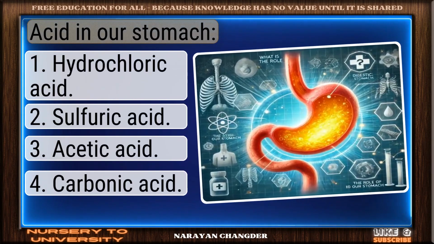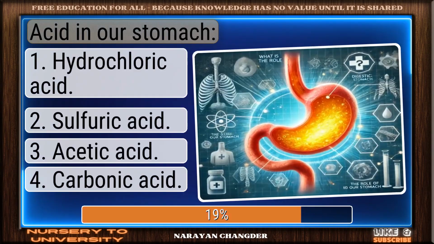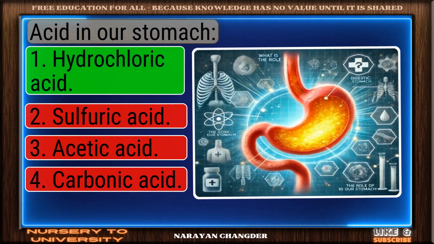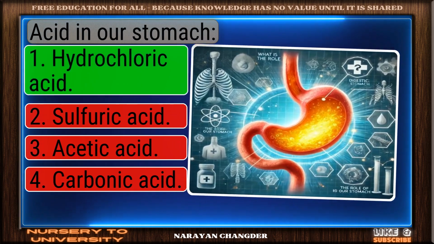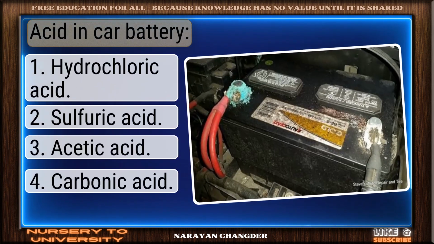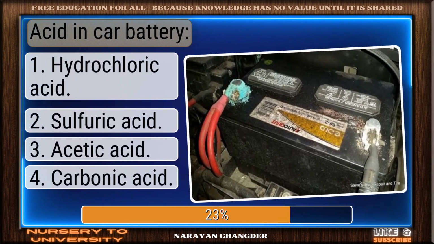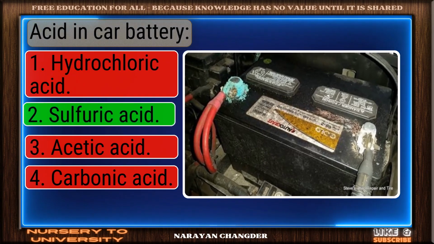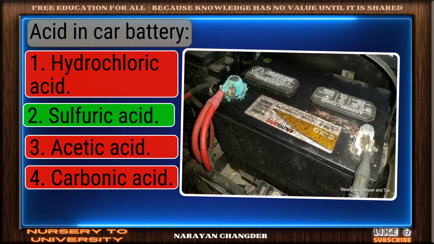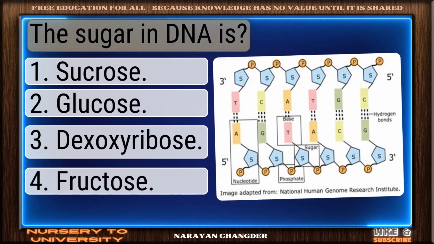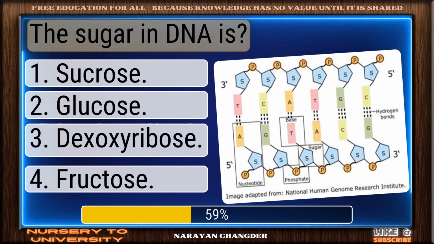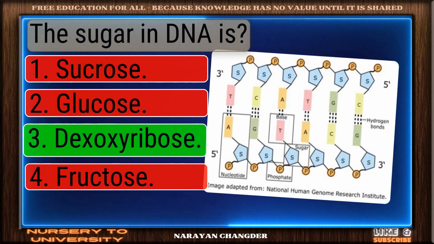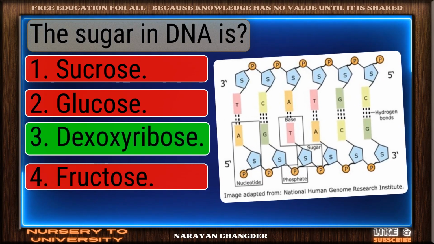Question number 244. Acid in our stomach. Nicely done. Hydrochloric acid is a solid answer. Question number 245. Acid in car battery. Great thinking. Sulfuric acid is the right choice. Question number 246. The sugar in DNA is... Nice work. You chose deoxyribose, and it is correct.